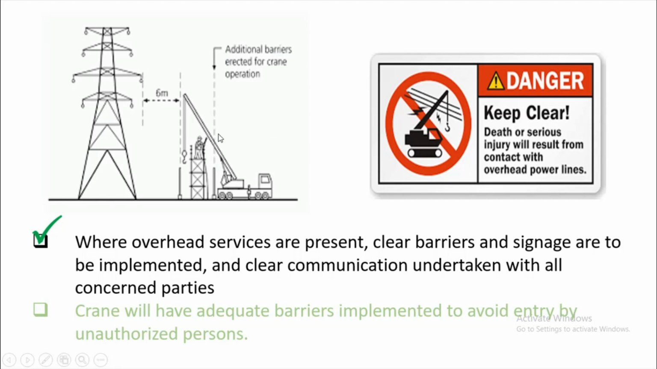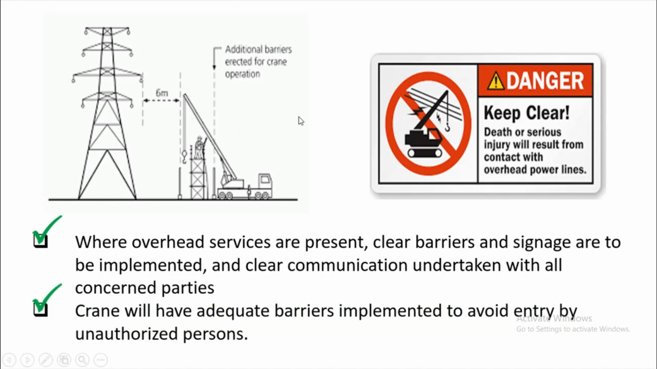Okay, so cranes will have adequate barriers implemented to avoid entry by unauthorized persons. So again, barriers are to be placed on the perimeter of the lifting area of the cranes. This is to prevent any persons from entering that location or the danger zones when you are performing the lift.